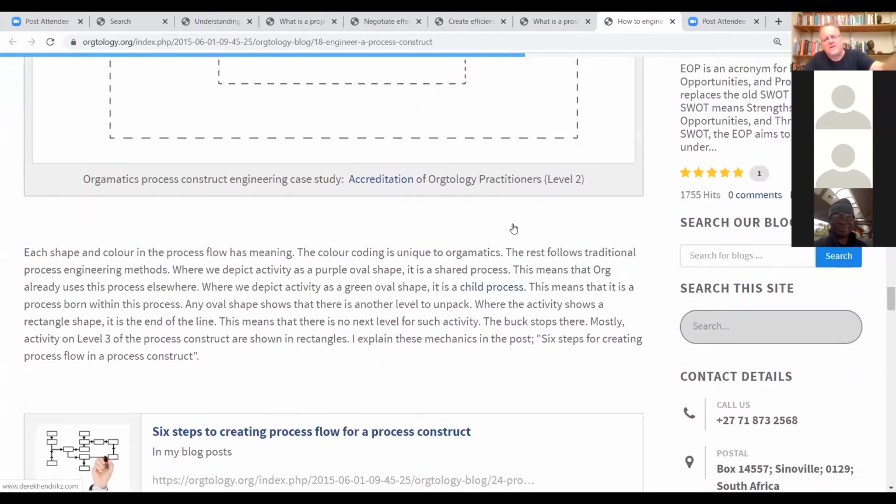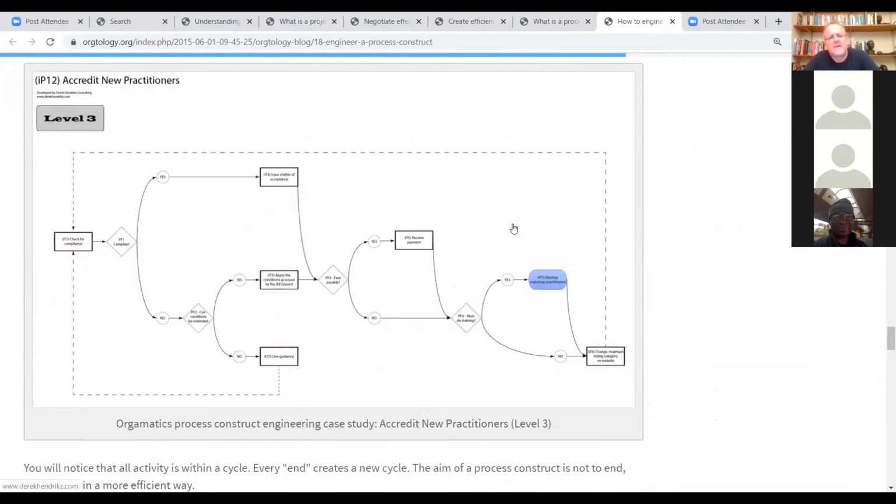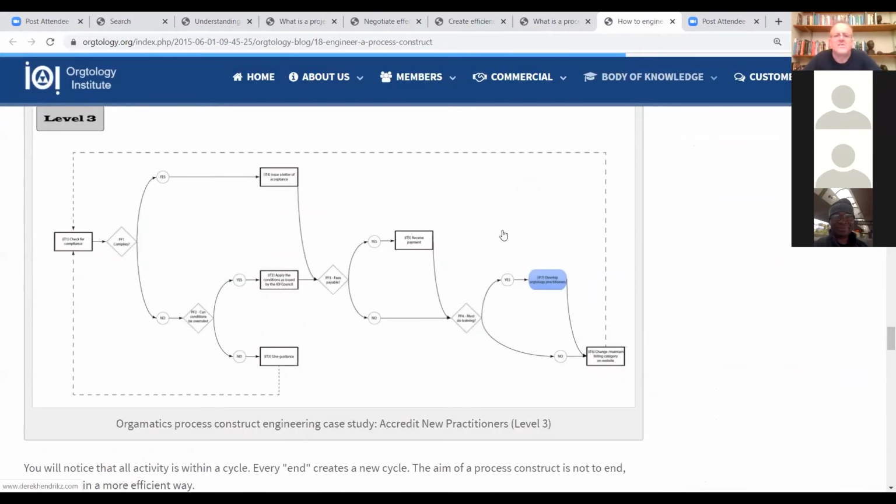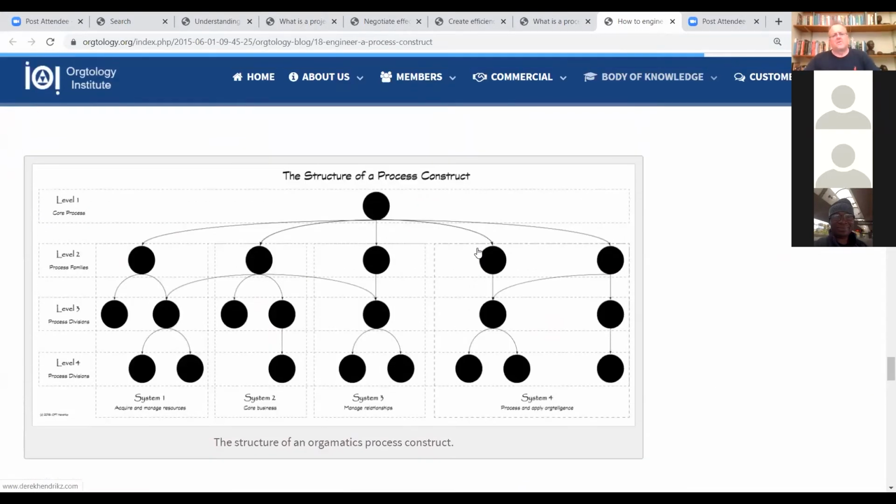So you can see as we go down, the processes are broken down into levels, and at the front level, this is usually where the rubber meets the road, and this is where the processes are executed. What you see there on the screen now is basically the pyramid, the hierarchical process construct system, where level 1 would be your core process, and then as we go down, it gets more practical and functional, and then you'll see that we cluster these processes into systems.